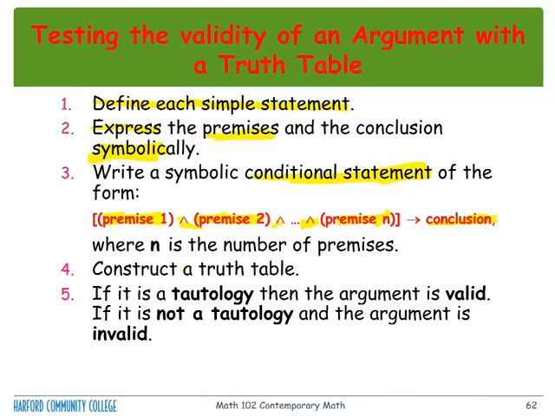Number 4, construct a truth table. Number 5, if it is a tautology, then the argument is valid. If it is not a tautology, that means at least one of the combinations returns a false result, and the argument is called invalid.